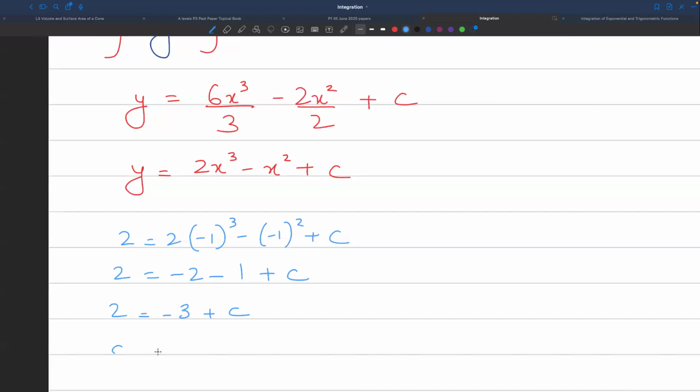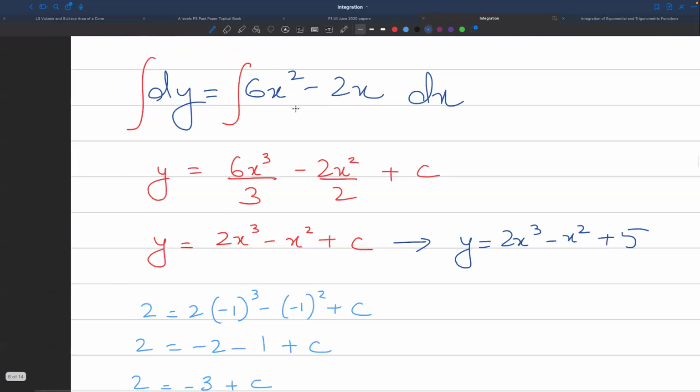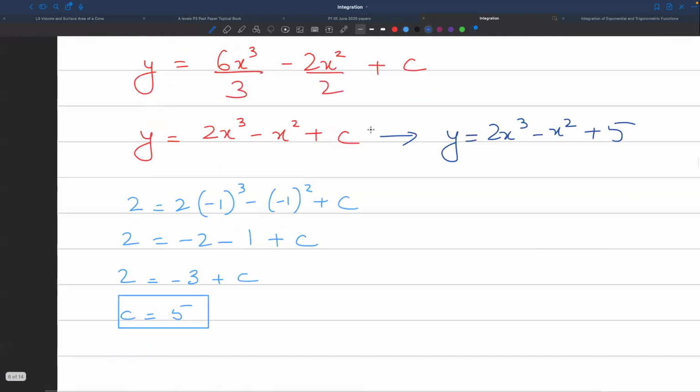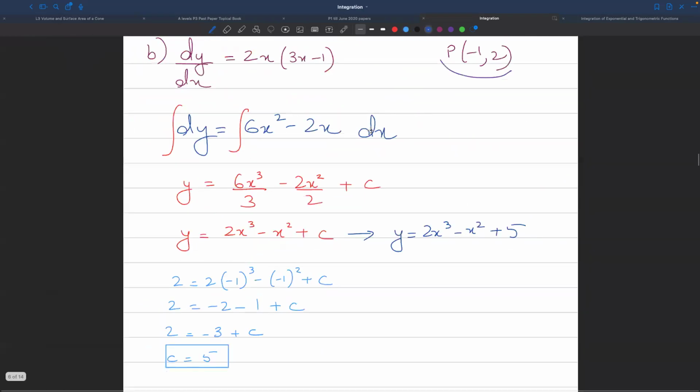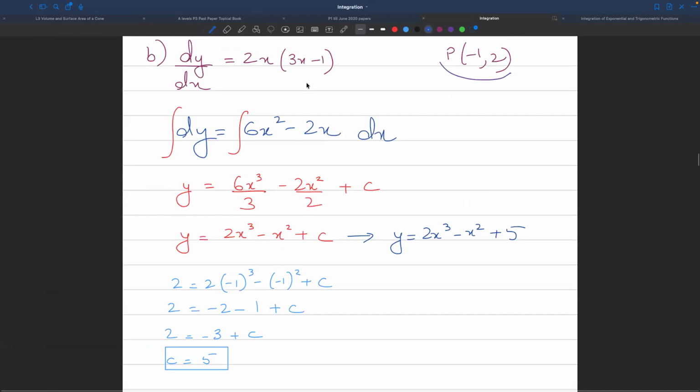So c is equal to 2 plus 3, which is 5. Once you get the c value, you get the mark anyways. But because it asks us to write down the equation, I will write my final equation as y is equal to 2x cube minus x square plus 5. When you find the dy/dx, it will come out as the same answer over here anyways. Okay? Guys, are you clear on how to find the equation using integration?